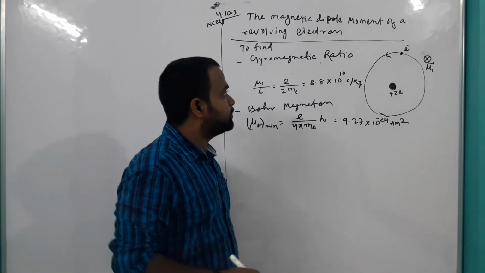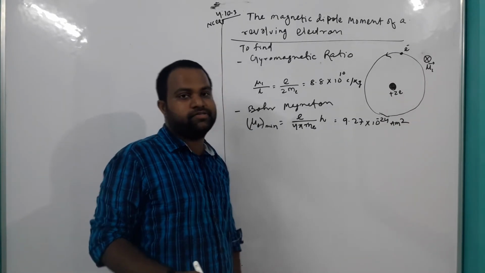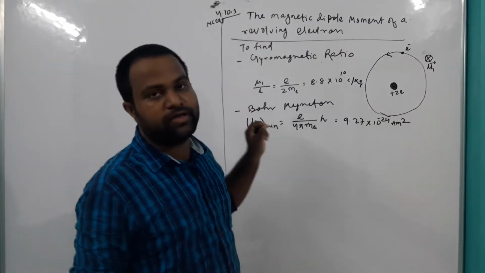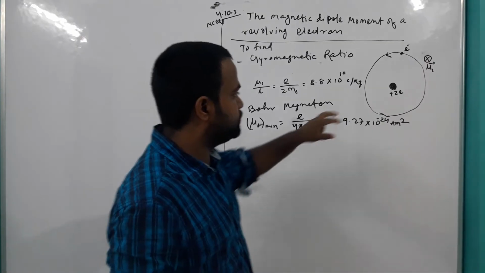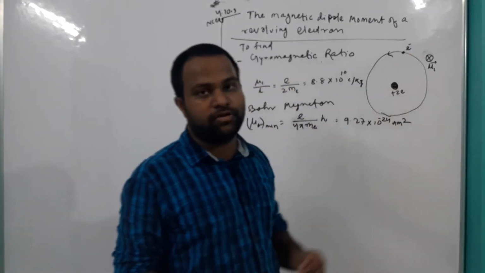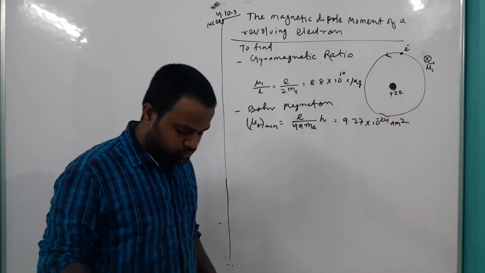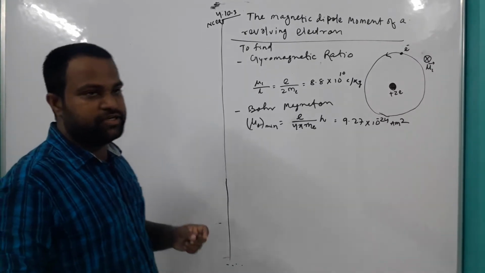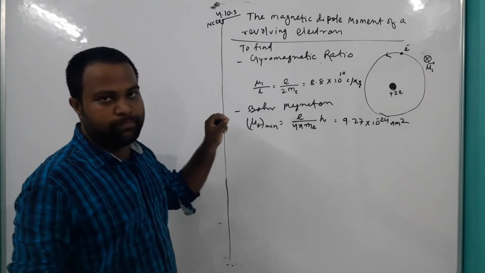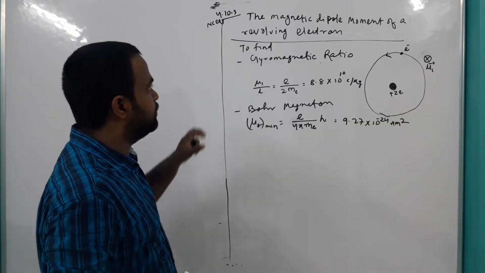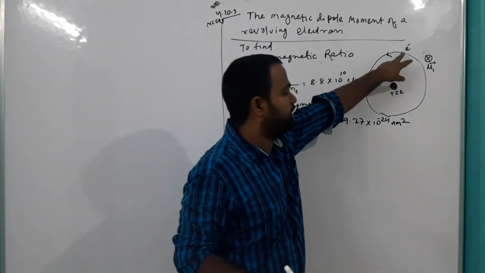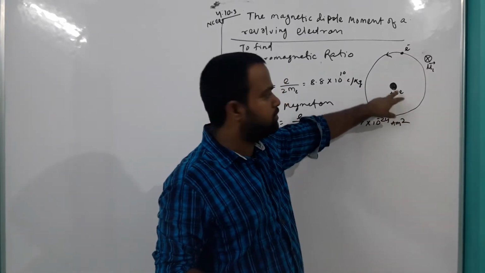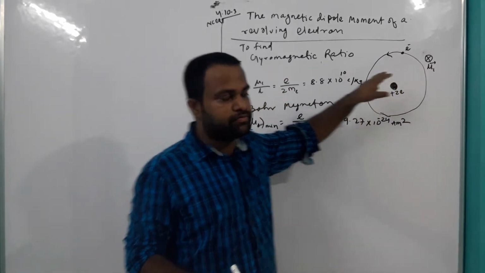Okay, hello. Today our discussion topic is the magnetic dipole moment of a revolving electron. When an electron revolves around a nucleus, a magnetic moment is generated. So we'll calculate it. Here an electron is revolving around the nucleus in the anticlockwise direction.